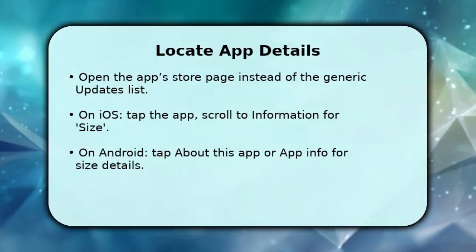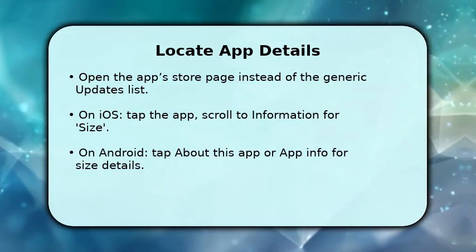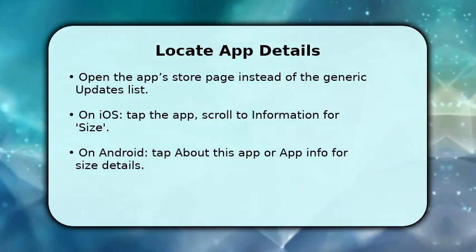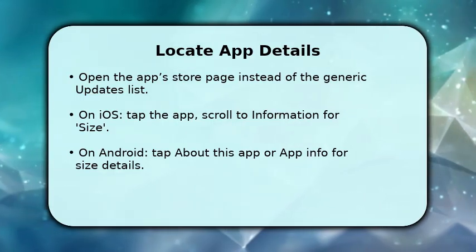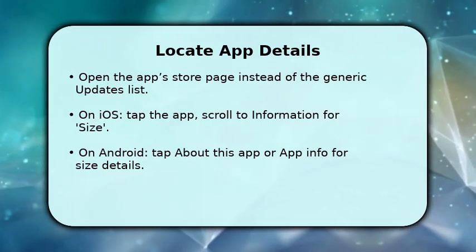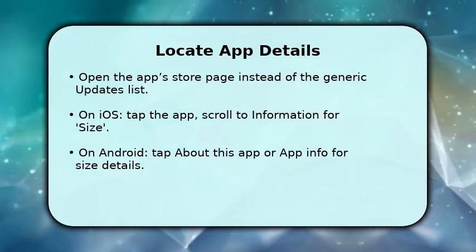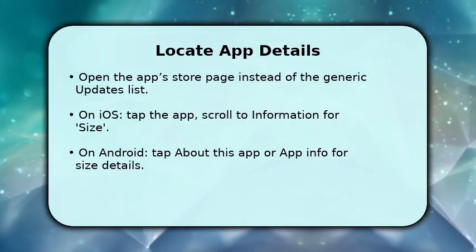This is important because the updates list often omits technical details. On iOS, tap the app row to open its product page, then scroll down to information where the app size field is listed. This shows the current download weight. On Android, open the app's Play Store page and expand about this app or scroll to App Info. You'll see the app size or package download size.